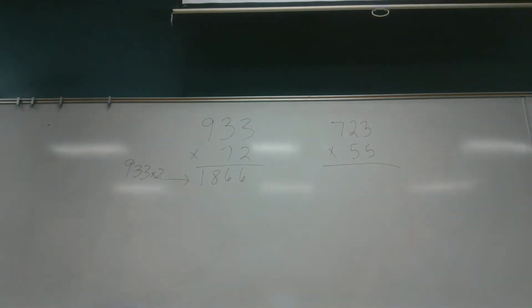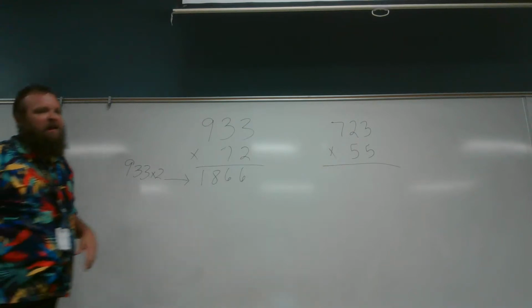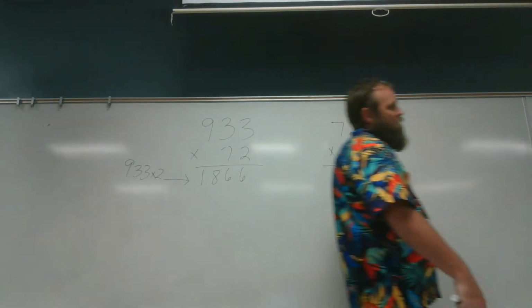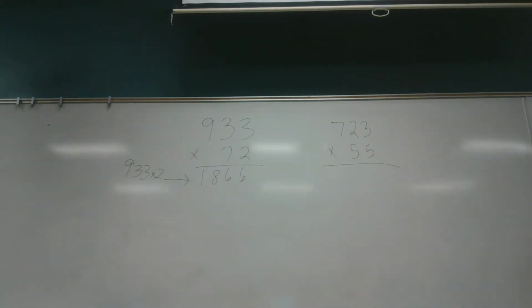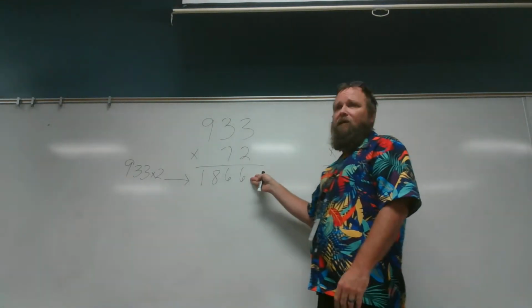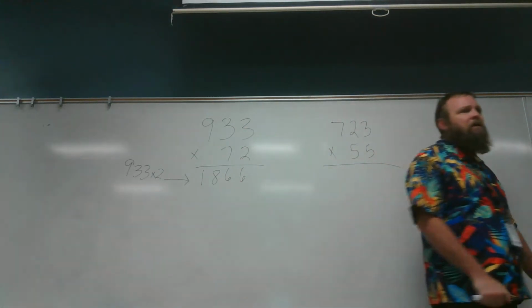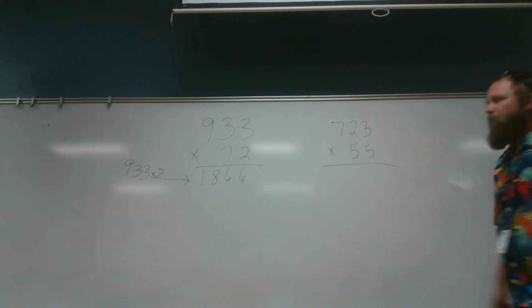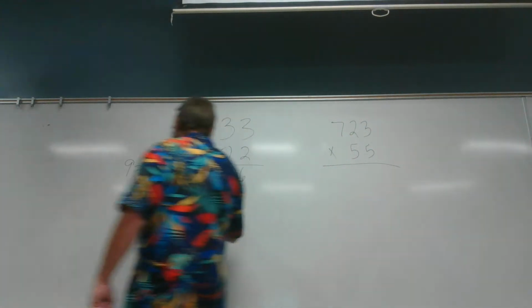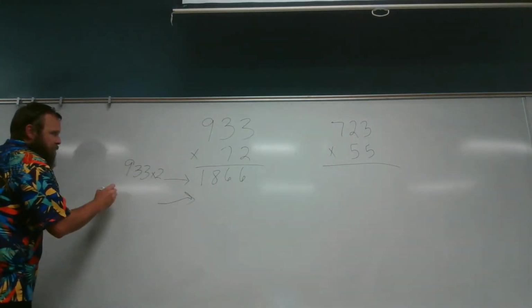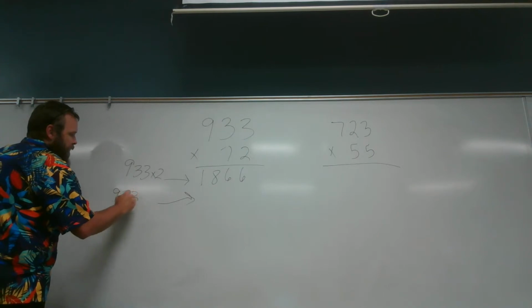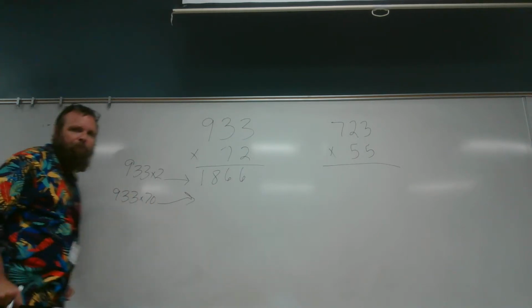If I gave you the problem 933 times 2, most of you would say, got it, that's not hard. Boom, shakalaka. Piece of cake. 933 times 2, very easy. You can all multiply that. Now this product right here is the product of 933 times 70.